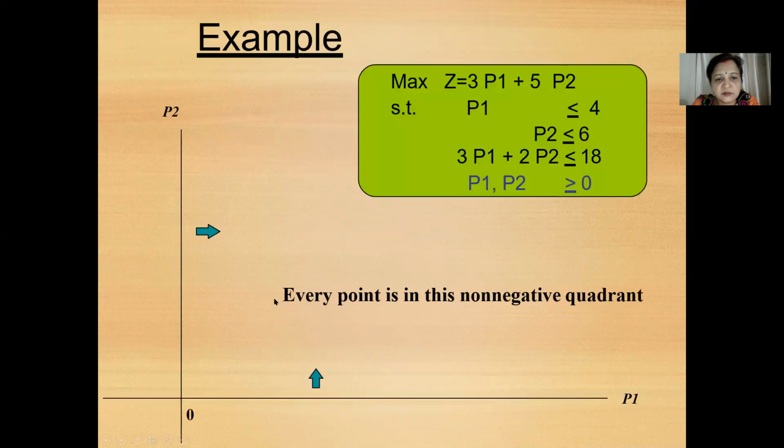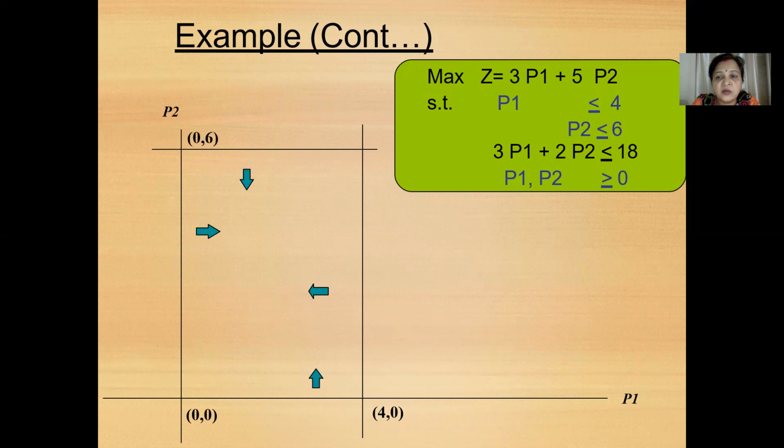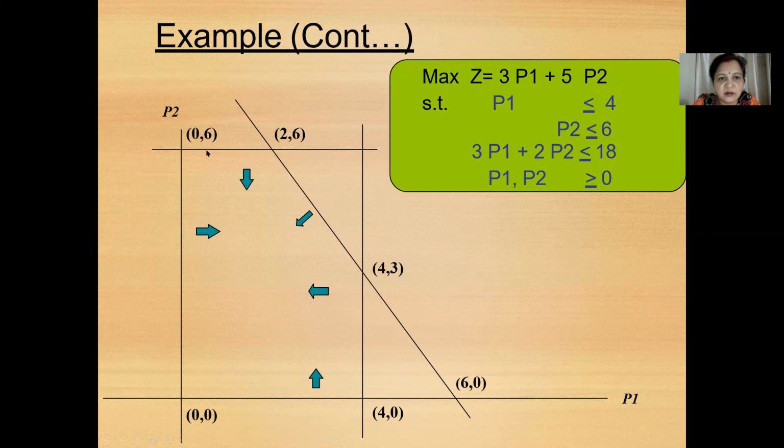Now we consider the non-negative quadrant. p1 less than or equal to 4 is represented by this line, p1 equal to 4, and the left-hand side of this represents the required region. p2 less than or equal to 6 is represented by this line, and the downward portion of this represents the required region. And 3p1 plus 2p2 less than or equal to 18 is this line.